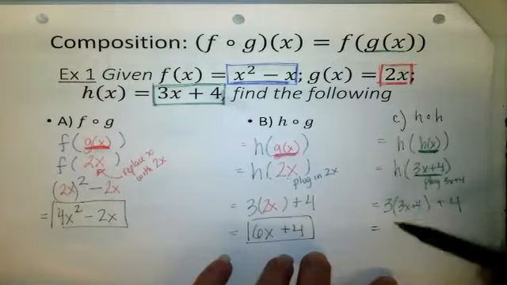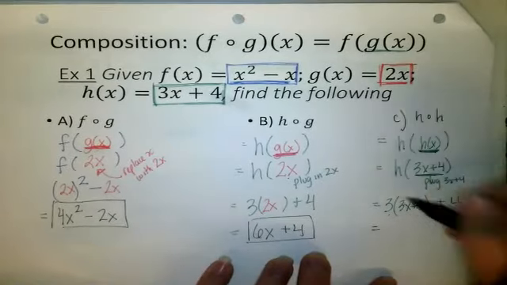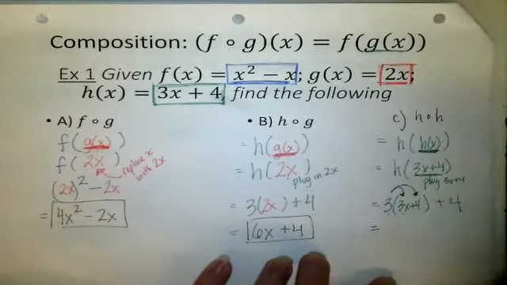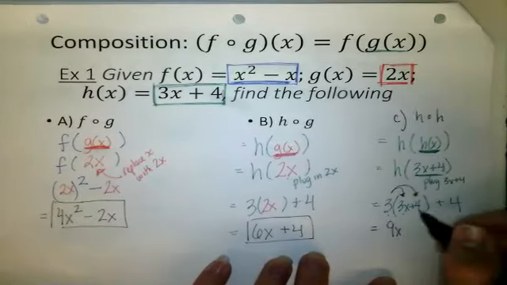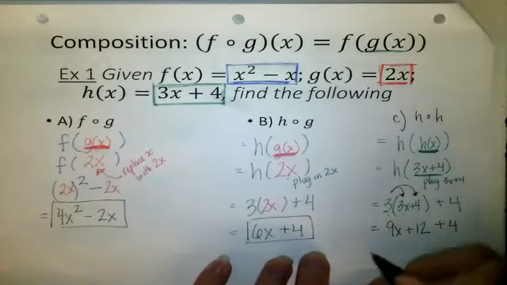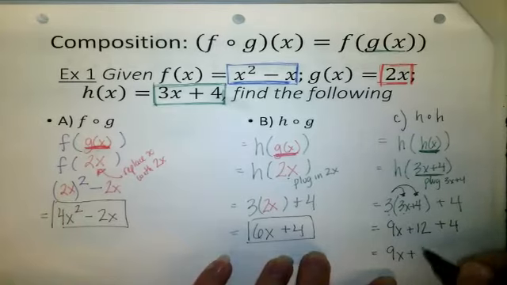All right, and what do we need to do with this 3 then? Distribute it in this case. 3 times 3X is 9X. 3 times 4 is 12, and then plus 4. 9X plus 16. Very good.